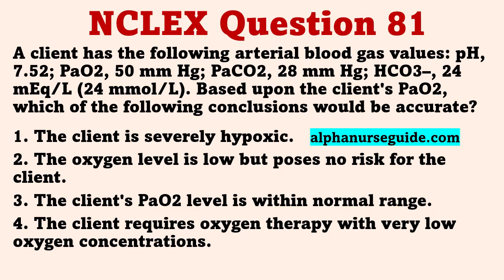The correct answer is 1. Normal PaO2 level ranges from 80 to 100. When PaO2 falls to 50, the nurse should be alert for signs of hypoxia and impending respiratory failure. An oxygen level this low poses a severe risk for respiratory failure. The client will require oxygenation at a concentration that maintains a PaO2 at 55 to 60 or more.